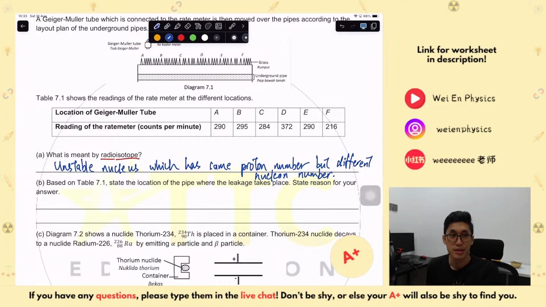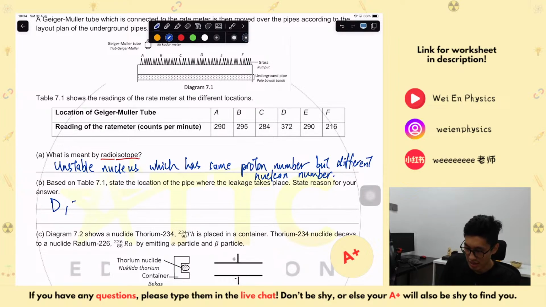Okay, so which one is the one that has a sudden peak out of all this? A, B, C, D, E, F. Which one has a sudden peak? 290, 295, 284, 290, 216, 222, but suddenly 370, 372. Right? It's D, yes, correct. Now you gotta explain why. You cannot just say D only.